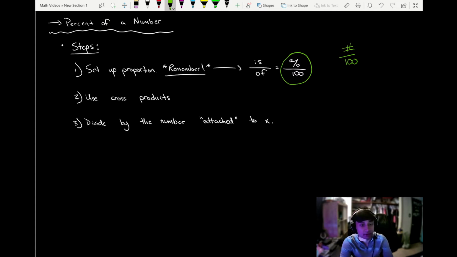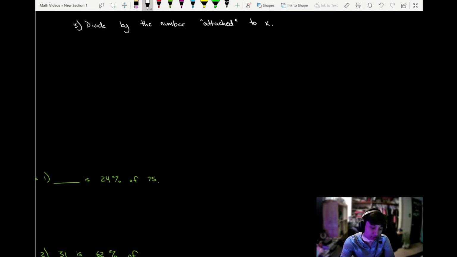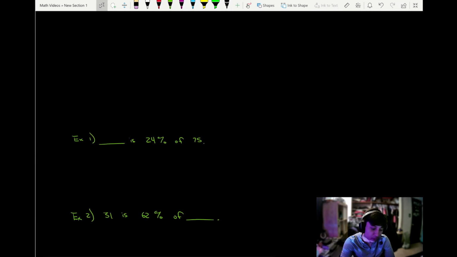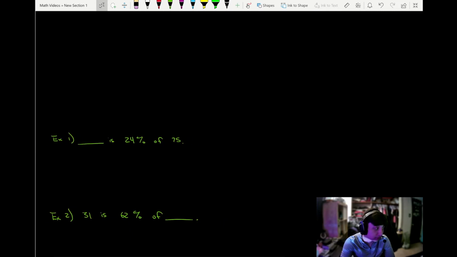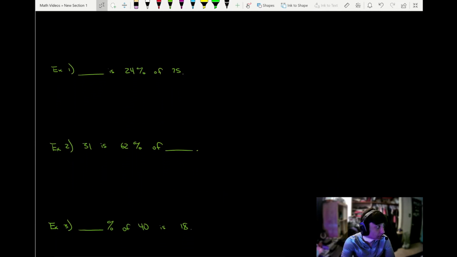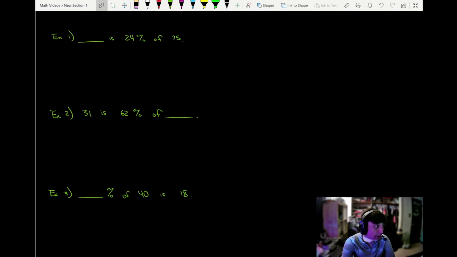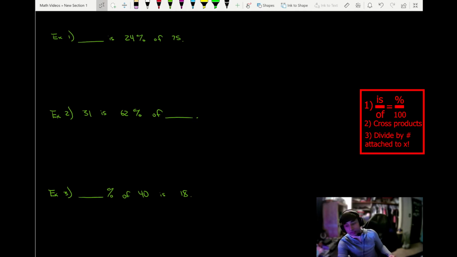So after that first step, we use cross products, and I'm going to show you what that means. It's still really easy to remember. And the third step is divide by the number attached to x. So these steps sound kind of not friendly, but really they're not that bad. So let's tackle some examples. So we have 3 right here, if I can scroll. Okay, and I'm going to have the steps in the corner.